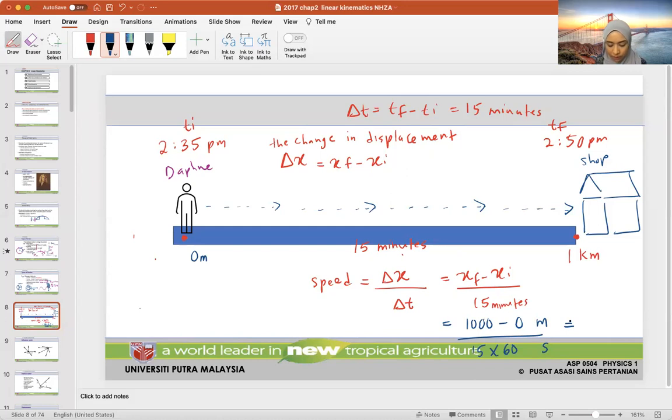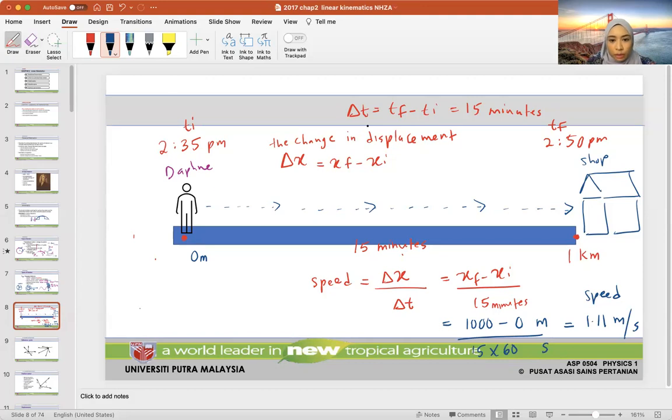1000 divided by 900. So Daphne's speed is 1.11 meters per second. This is her speed. Okay, not bad. 1 meter per second, quite fast. So dia melangkah sebanyak 1 pembaris panjang per second, which is fast. Good. Fast ke? Fast juga saya rasa. Okay, so that is Daphne's speed.